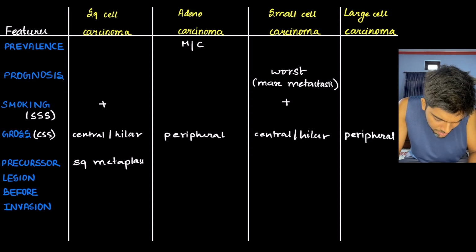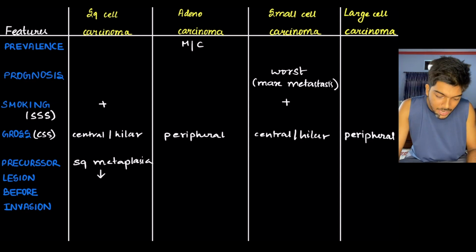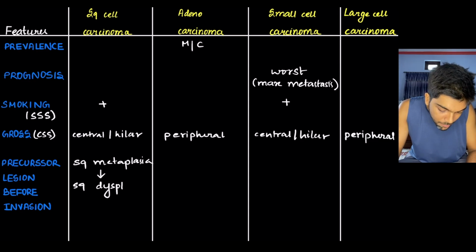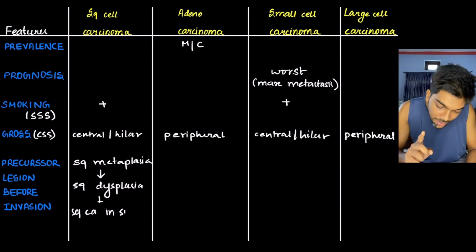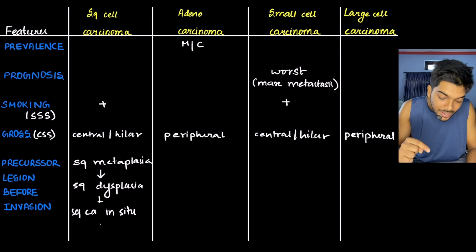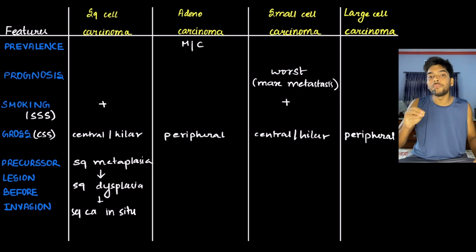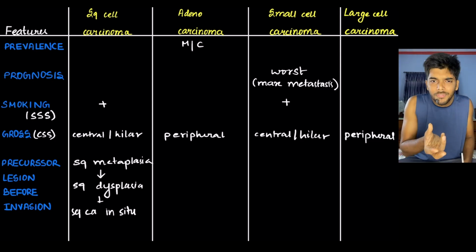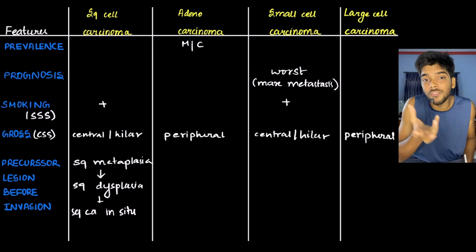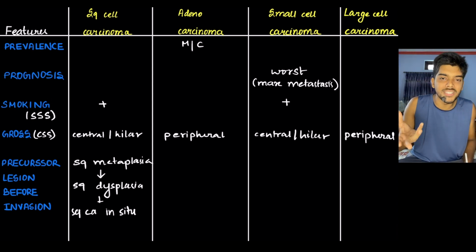Everywhere you can use the concept: squamous metaplasia, which is then followed by squamous dysplasia, which is then followed by squamous carcinoma in situ. Still not invasive because it is in situ. Then this squamous carcinoma in situ first shows a little bit of invasion, micro invasion, and then full-blown invasion. That is squamous cell carcinoma.